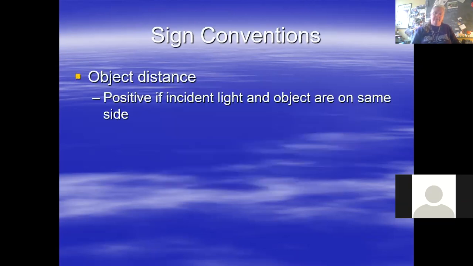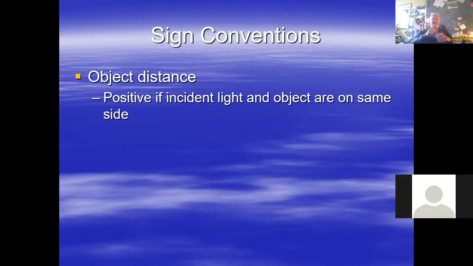So the object distance S for us 99% of the time is going to be a positive number. So it's positive if the incoming or the incident light and the object are on the same side. In other words, the light coming off the object and the object are on the same side of the lens or mirror, which makes sense because it's coming off the object. Then that should be a positive number. So S should be positive most all the time.